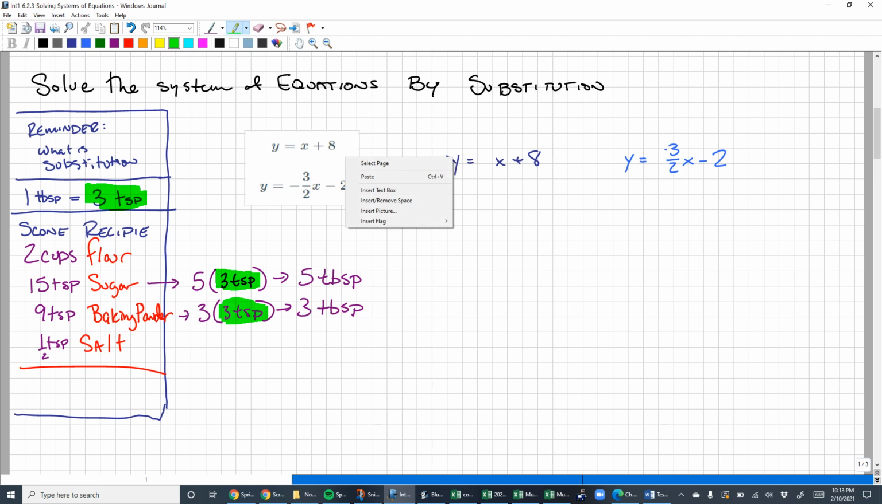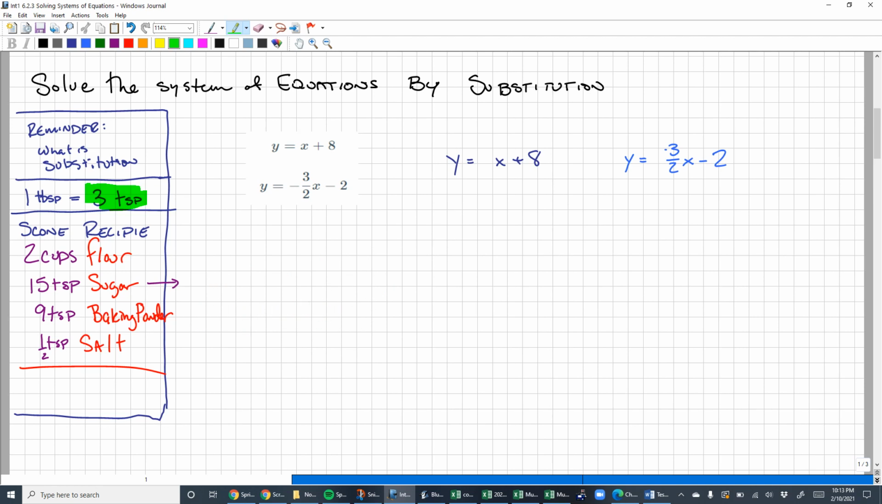But if I can get my pen to work here, there we go. We're going to take a look at a problem that uses that same kind of idea in substitution. What we have is one thing that is equal to another thing. In this case, we have that y is equal to x plus 8. And because y is equal to x plus 8, I can take that x plus 8 and put it in the place of y for the other equation.